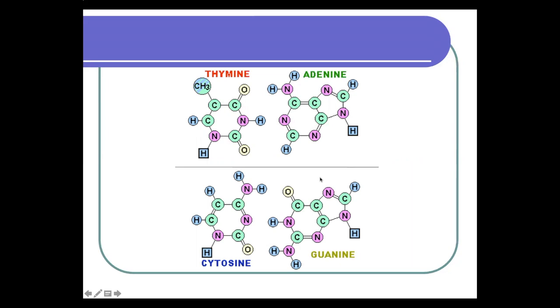And here's the important thing. If you're only going to remember one thing today, this is what you remember. Adenine and thymine attach to each other with hydrogen bonds. The dotted lines are hydrogen bonds. Cytosine and guanine attach to each other with hydrogen bonds. Always. That is the rule. Adenine and thymine are always together. Cytosine and guanine are always together. And they get the hydrogen bonds to hold them in place.